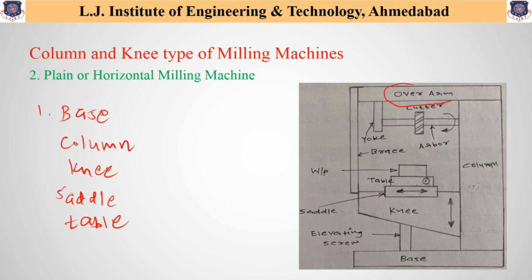Now we will discuss the next part, which is connected to the column, called the overarm. So the next part, that is the overarm, and as we can see, it is the heavy support provided on the top of the milling machine, and the overarm is used to provide support to the arbor and yoke.